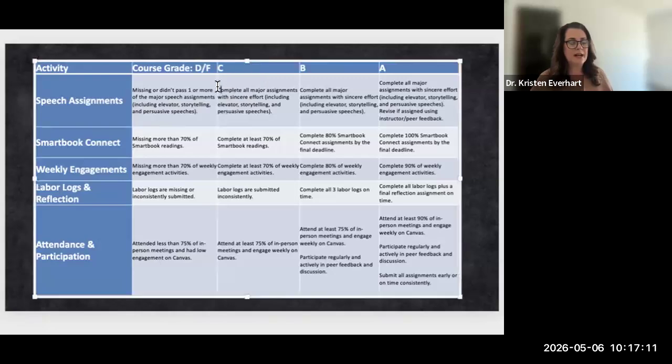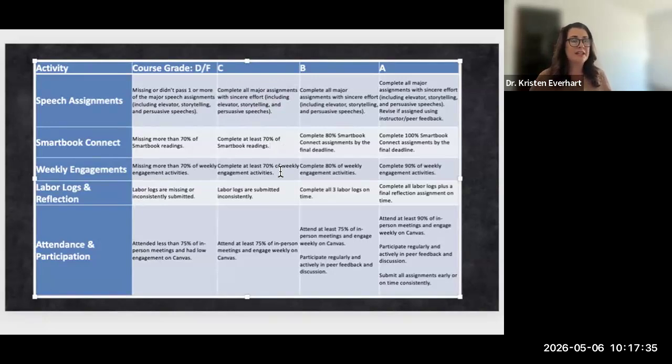So each one kind of builds. That's why I go in this direction. The C contract: to pass the class, you need to finish all three speeches, and that's a transfer requirement. Like I said, I set that as the baseline. They don't all have to be completed at an A level expectation, but they do need to be completed to pass. 70% of the SmartBook readings are completed, 70% of weekly engagement activities.